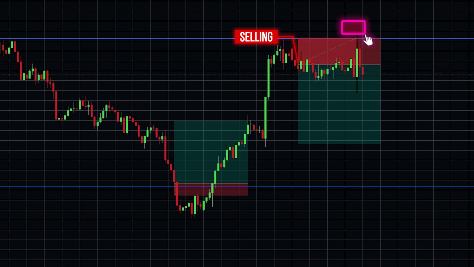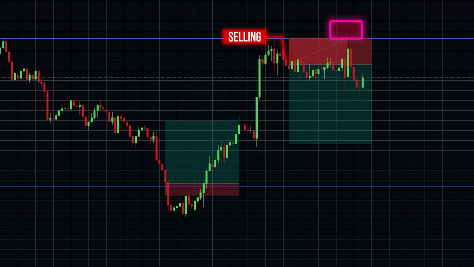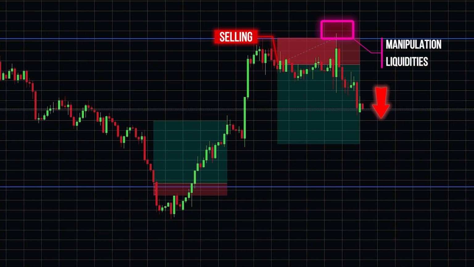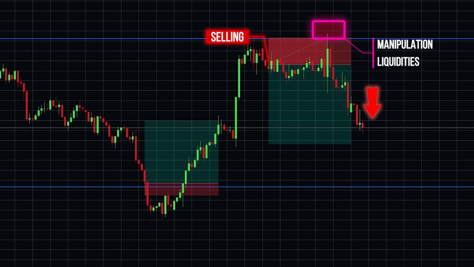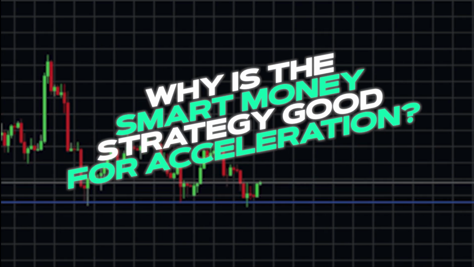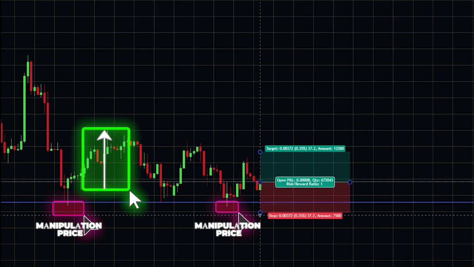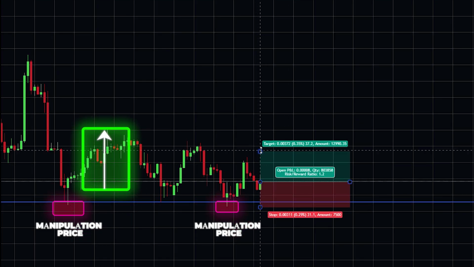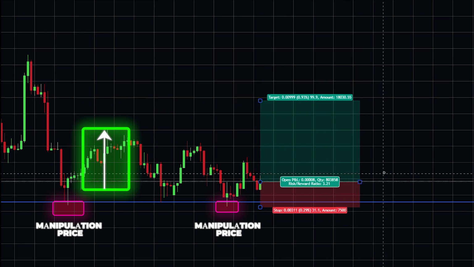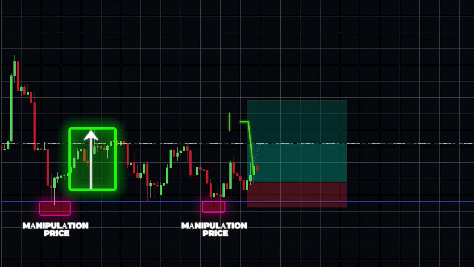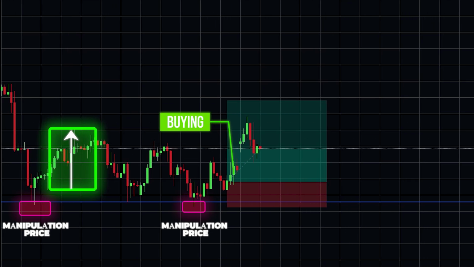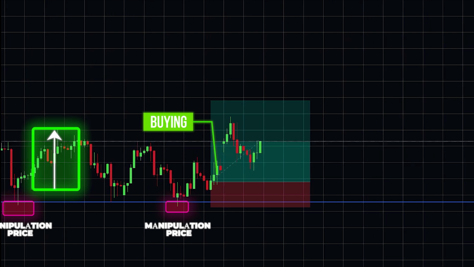However, now we will be interested in only one key setup for entering a trade, which is ideal for deposit acceleration. Why is the smart money strategy good for acceleration? The main reason is that it allows you to trade alongside the big players. Here we look at the mechanics of the market itself and understand where the big players create crowd traps to then move the price in their direction.